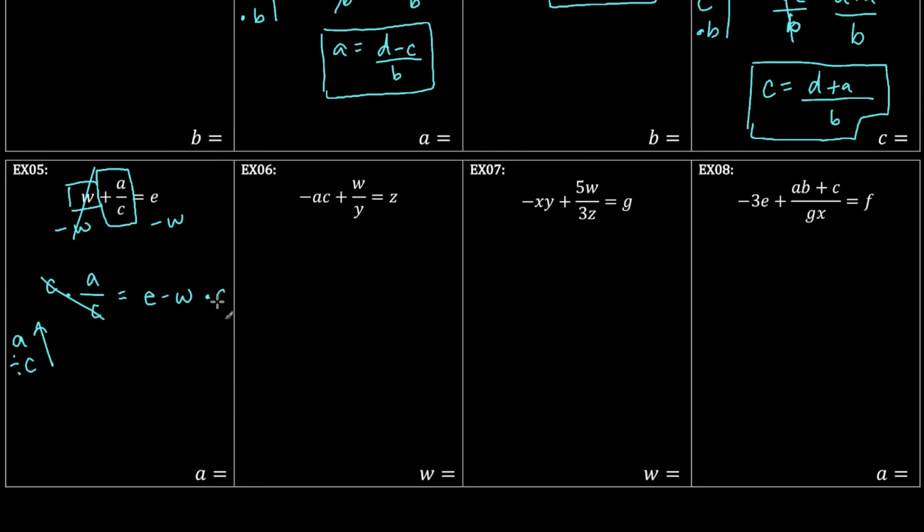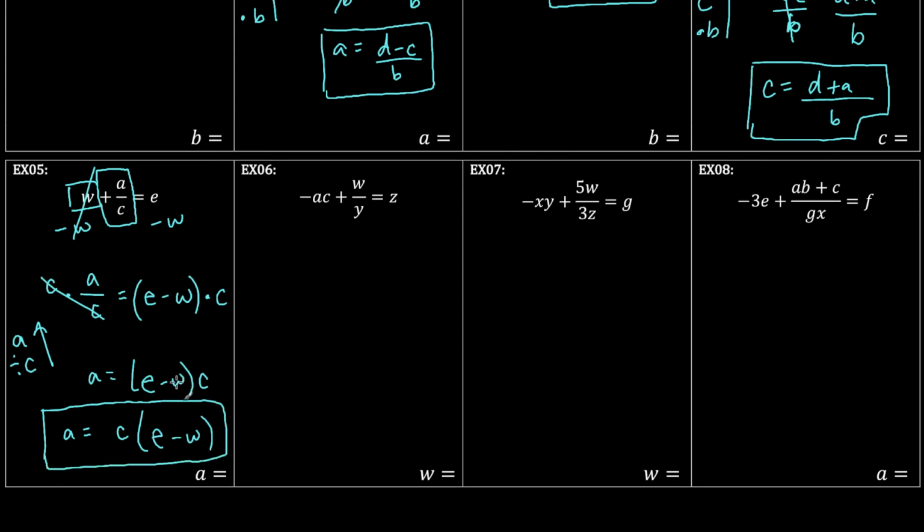Now here's the thing. I can't just write this, because that just looks like w times c. I need to make sure my whole answer was multiplied by c. So a equals e minus w, times c. Now usually they don't write it like that, though. Usually they write it where they put the c outside the parentheses before it. So c times e minus w. I'm not going to count it wrong if you leave it like this, but this is the convention right here.